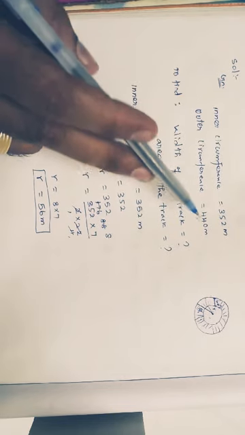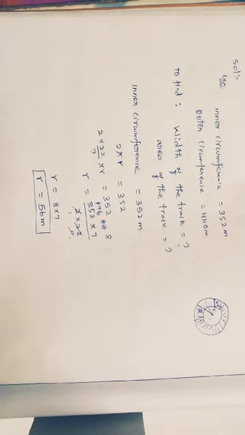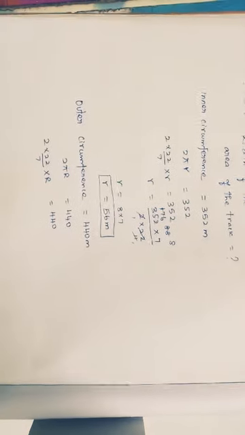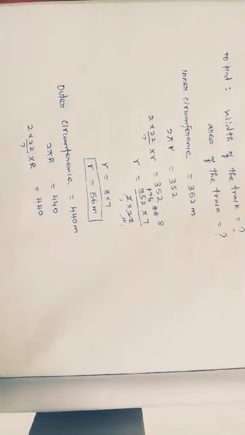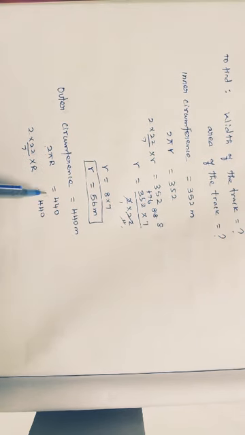Circumference of the outer circle is 440 meters. By equating with the formula, we get the capital R. So outer circumference is equal to 440 meters. 2 pi capital R, because it is the outer circumference, the bigger circle, right? 2 pi capital R equal to 440.